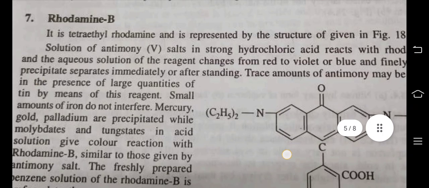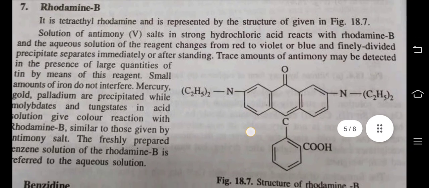Next reagent is rhodamine B. It is a tetraethyl rhodamine and is represented in structure.